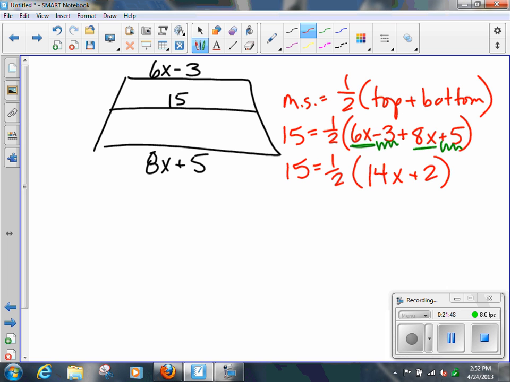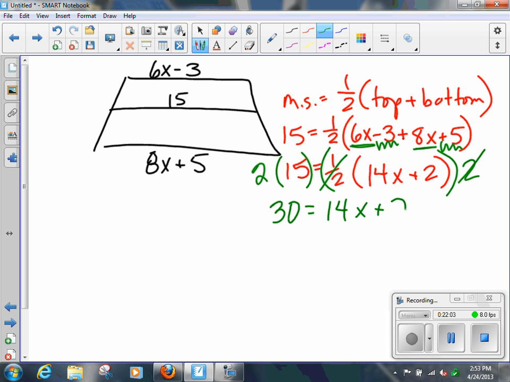Now, I showed you a shortcut, so we don't have to distribute this fraction. What's the shortcut? Multiply both sides by 2, which is totally fine. Cancel out on the right side. What's 2 times 15? 30 equals 14x plus 2. Tell me how to solve that, please. Subtract 2, and then divide by 14. You're exactly right. That gives me 28 equals 14x.